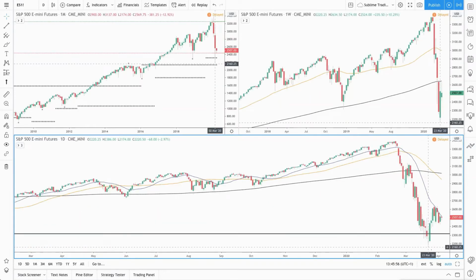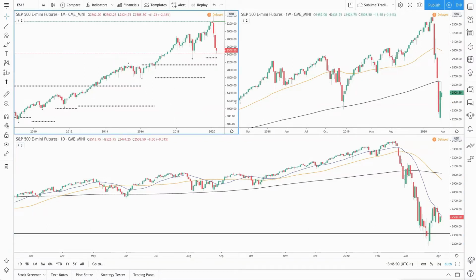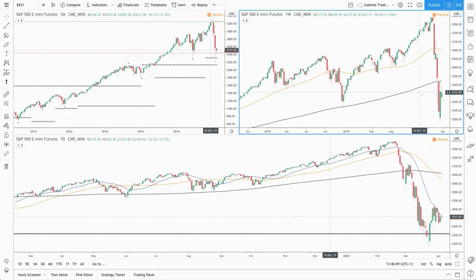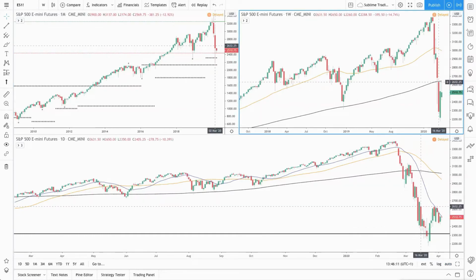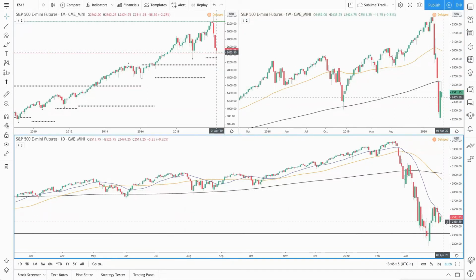If we look at the S&P 500, the S&P 500 mini, not much change on this really. Still finding support on the monthly time frame at the low of last year. So a quiet start to April so far. On the weekly time frame, price is still finding resistance at the 200 simple moving average, and on the daily time frame we can see a slow start to today, still finding resistance at the 20 simple moving average.